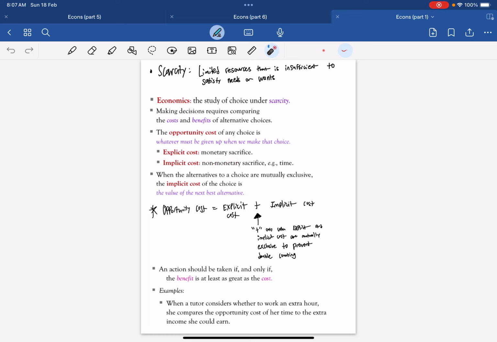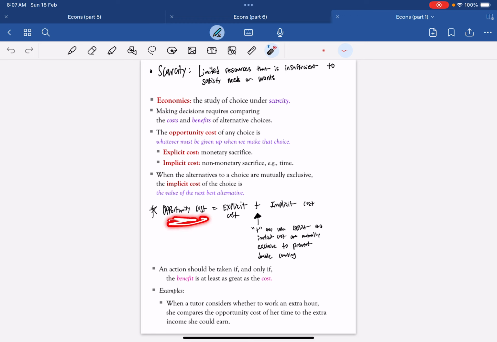Opportunity cost can be split up into either the monetary sacrifice or the non-monetary sacrifice. For example, when you have apples and oranges, the monetary sacrifice is how much it costs to produce an apple, and the non-monetary sacrifice is the time taken to produce an apple. And when the alternatives are mutually exclusive, then the implicit cost becomes the value of the next best alternative.